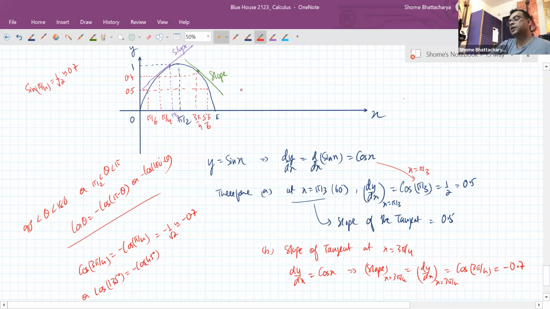Okay, so this is how we apply the differentiation operator to find the slope of the tangent at a given point in case of something like a trigonometric function like sin x over here. This is the graph of sin x. And we are using the derivative of sin x, which is cos x, to find the slope of the tangent at two different points like this.